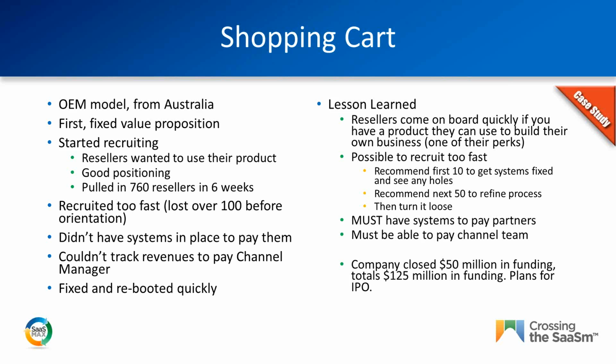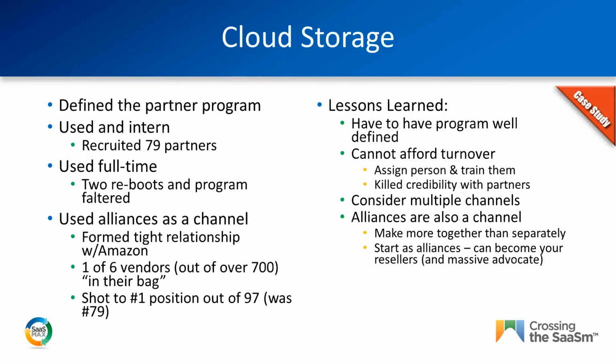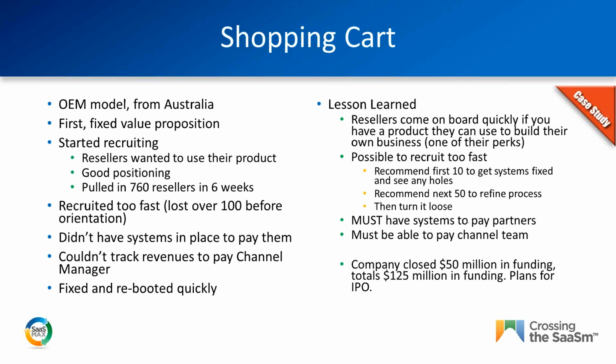The lesson here is that if you have a product that they can use, you may have a problem where a few come on faster than you're ready to handle. So I usually recommend that we first only try to get the first 10 resellers. From that, we do one-on-one orientations and one-on-one meetings with them. We discover exactly where the holes are in our program, even if it's already well-defined. Then we work on the next 50, refine that process, and then we can turn it loose. If you've got a product like that where you've got a lot of resellers, then you blast it all out there and then pull them all back in, and at least then you know that you can deal with that kind of volume. Also, you must have those systems to be able to pay your partners.